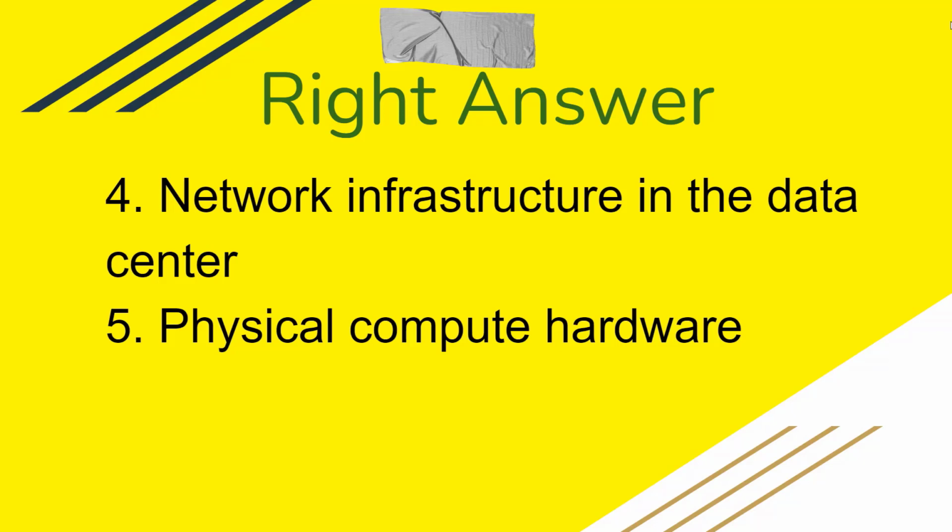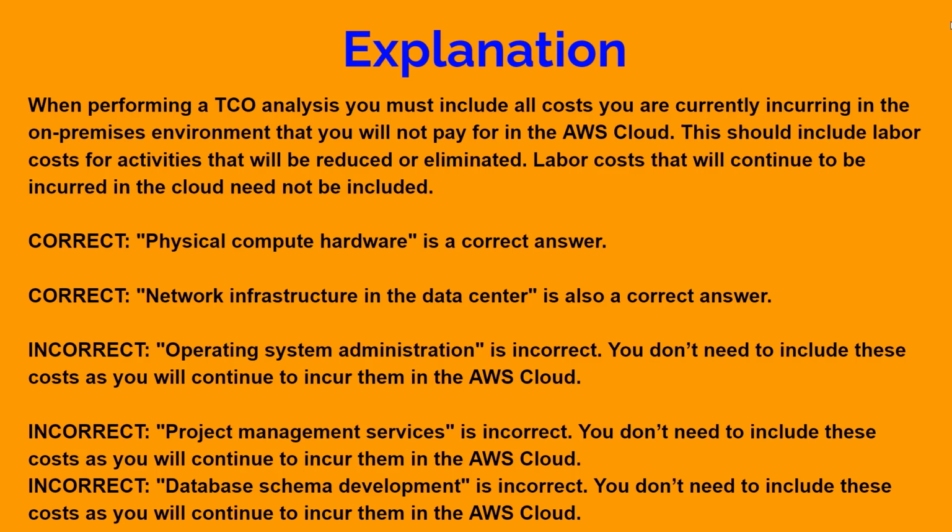5. Physical Compute Hardware. Explanation. When performing a TCO analysis, you must include all costs you are currently incurring in the on-premises environment that you will not pay for in the AWS cloud. This should include labor costs for activities that will be reduced or eliminated. Labor costs that will continue to be incurred in the cloud need not be included. Correct. Physical compute hardware is a correct answer. Correct. Network infrastructure in the data center is also a correct answer.